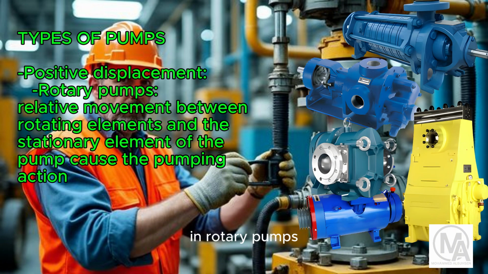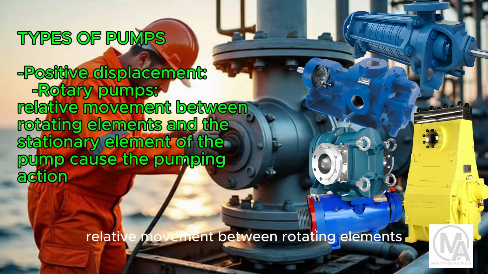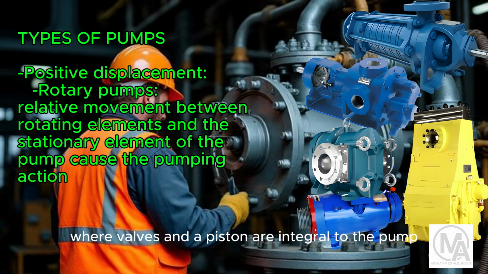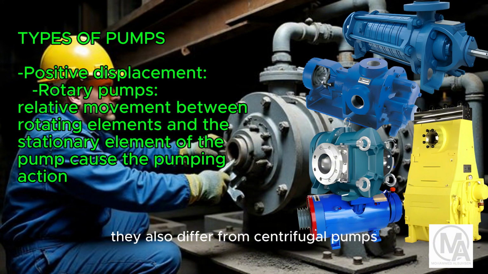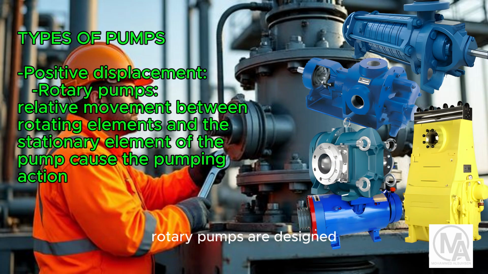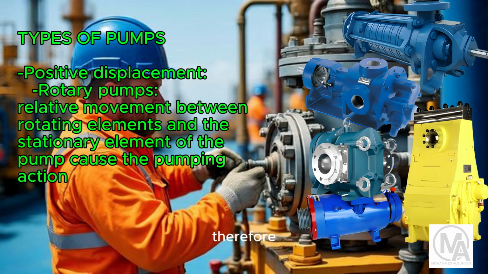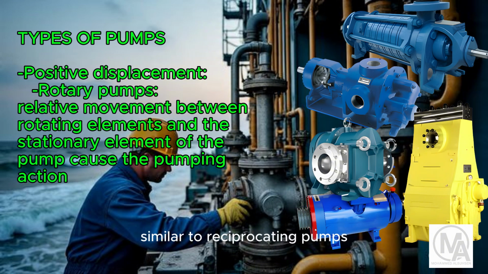In rotary pumps, relative movement between rotating elements and the stationary element of the pump causes the pumping action. The operation is different from reciprocating pumps, where valves and a piston are integral to the pump. They also differ from centrifugal pumps, where high velocity is turned into pressure. Rotary pumps are designed so that a continuous seal is maintained between inlet and outlet ports by the action and position of the pumping elements and close running clearances of the pump. Therefore, rotary pumps do not require valve arrangements similar to reciprocating pumps.